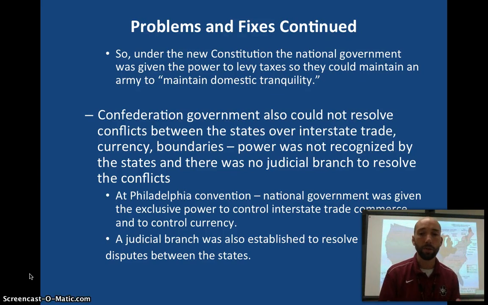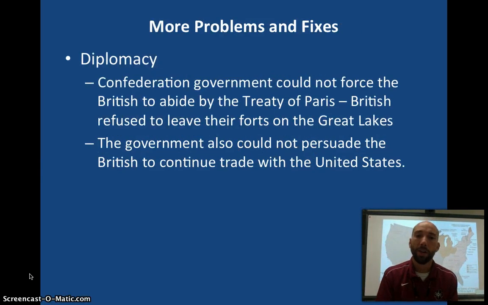That means trade between states, so trade between Georgia and South Carolina. It also allows the government to control currency. Things that the government should be controlling to make sure that everything's running smoothly. Because that's really what the problem with the Articles is, things just didn't run very smoothly. There are other problems too.